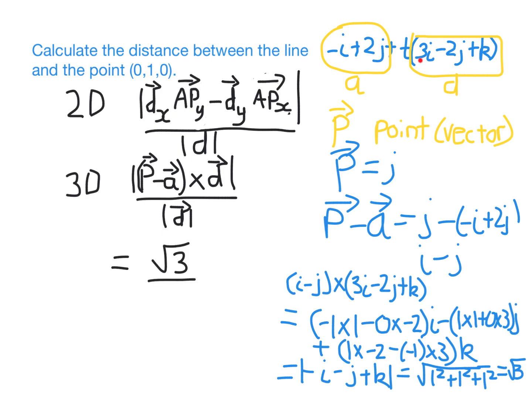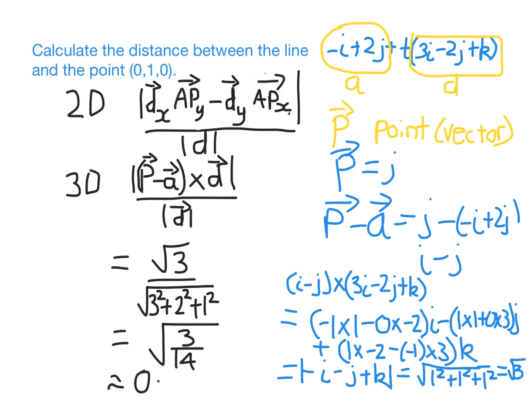Now on the bottom, 3i minus 2j plus k, that's our d vector. So its magnitude is the square root of 3 squared plus 2 squared plus 1 squared, which is the square root of 14. So this is just the square root of 3 over 14. And that gives us about 0.46 units.